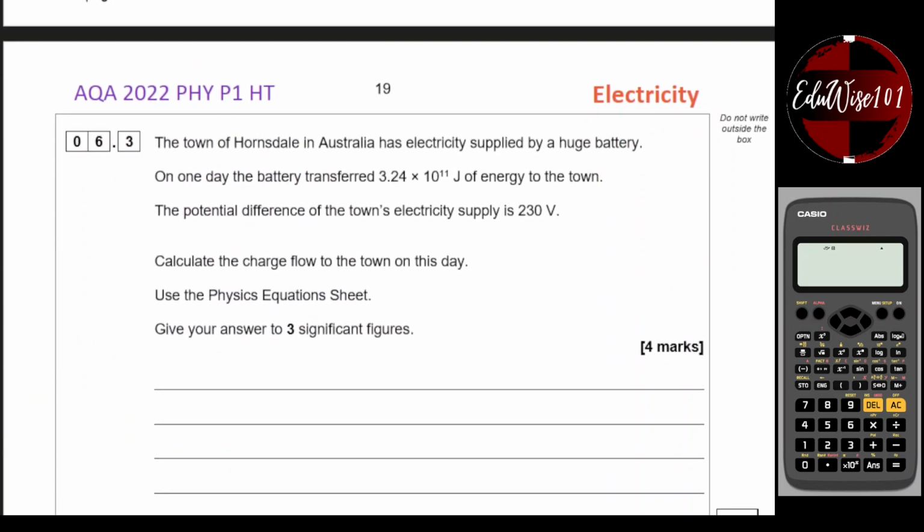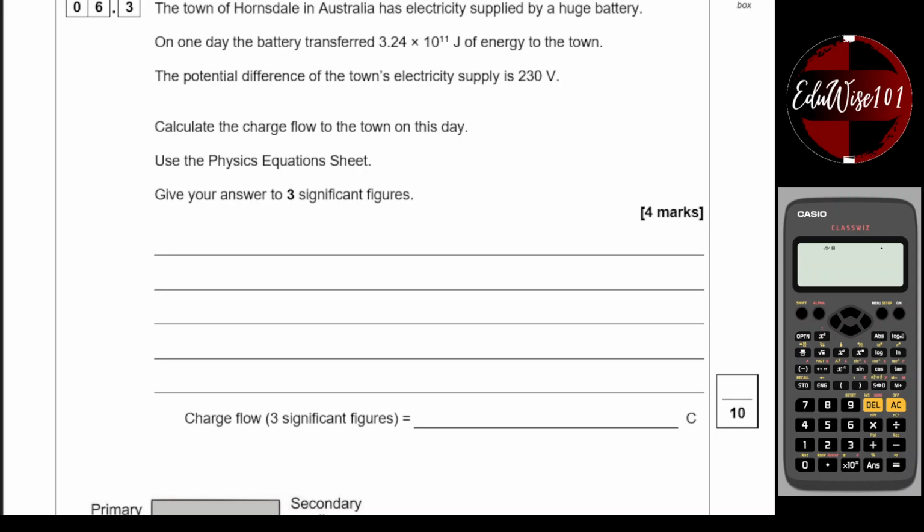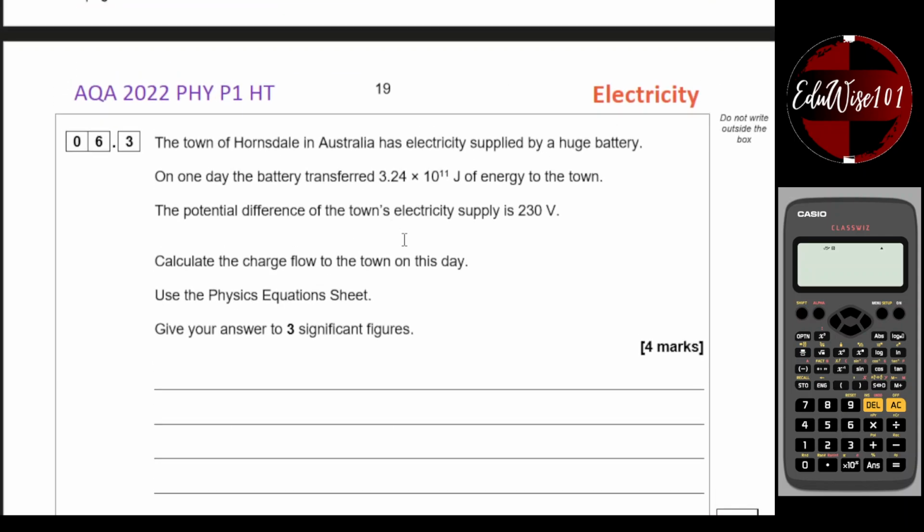6.3, the town of Hornsdale in Australia has electricity supplied by a huge battery. On one day, the battery transferred 3.24 times 10 to the power 11 joules of energy to the town. The potential difference of the town's electricity supply is 230 volts. Calculate the charge flow to the town on this day. So the charge, what they're asking is Q. The potential difference is V, and that's E for energy.